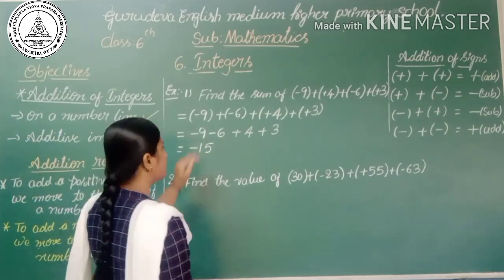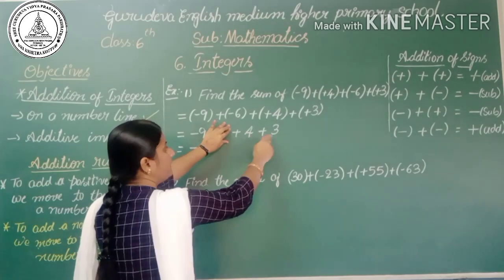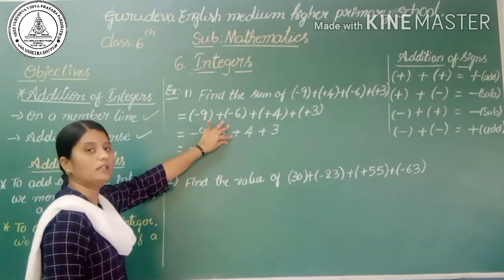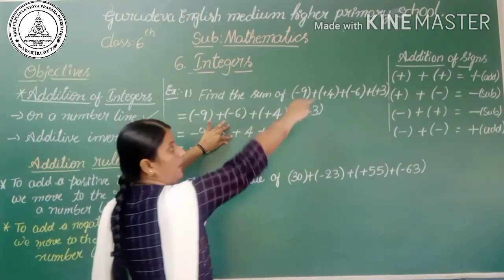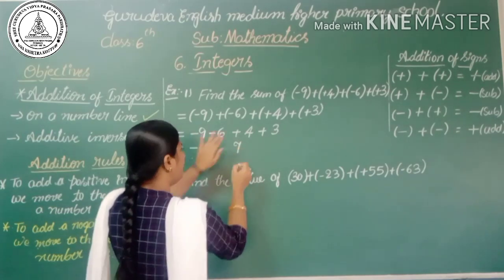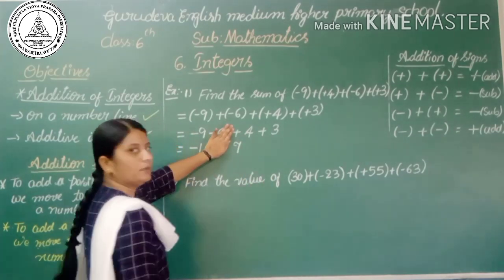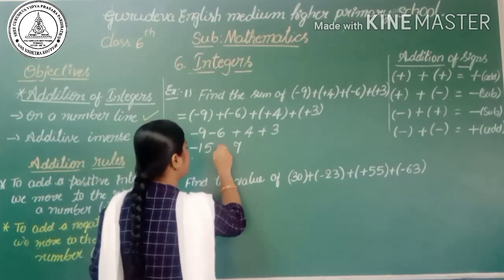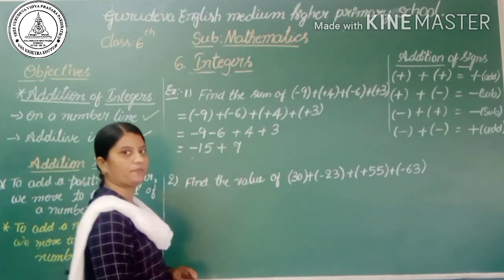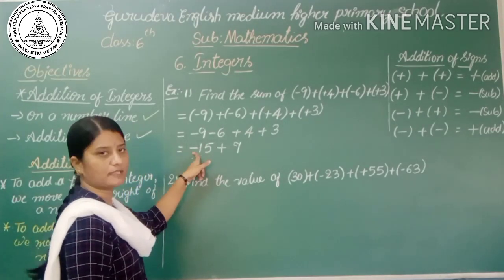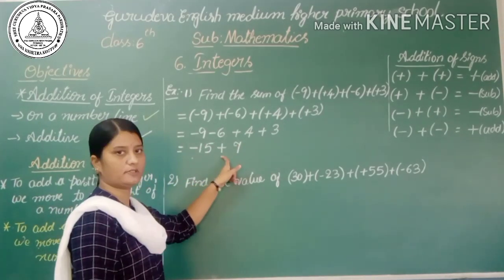Then next, leave here 4 plus 3. These two integers also have like signs, so we have to add. 4 plus 3 is 7. Of these two numbers, 4 has the greater value, so we keep that sign, that is plus. And again see here, 15 has a negative sign and 7 has a positive sign.